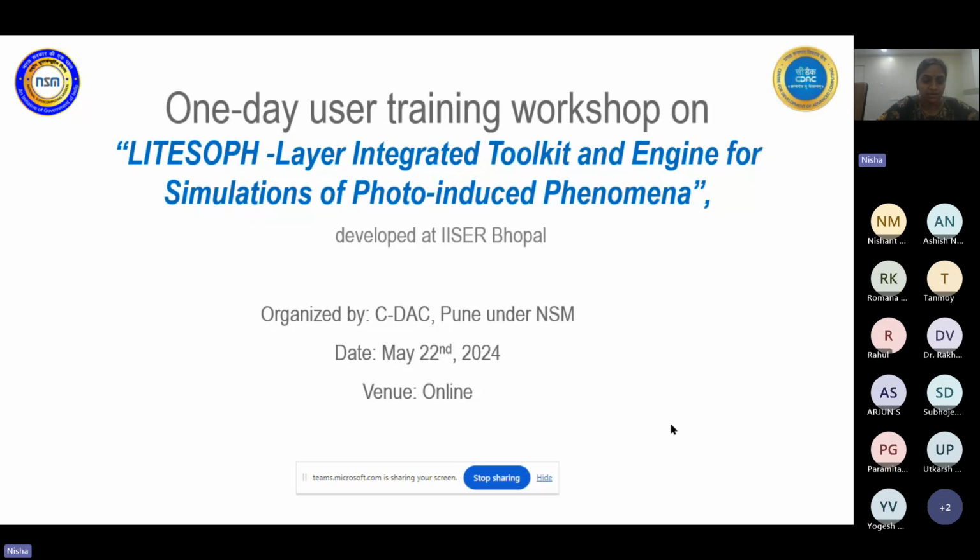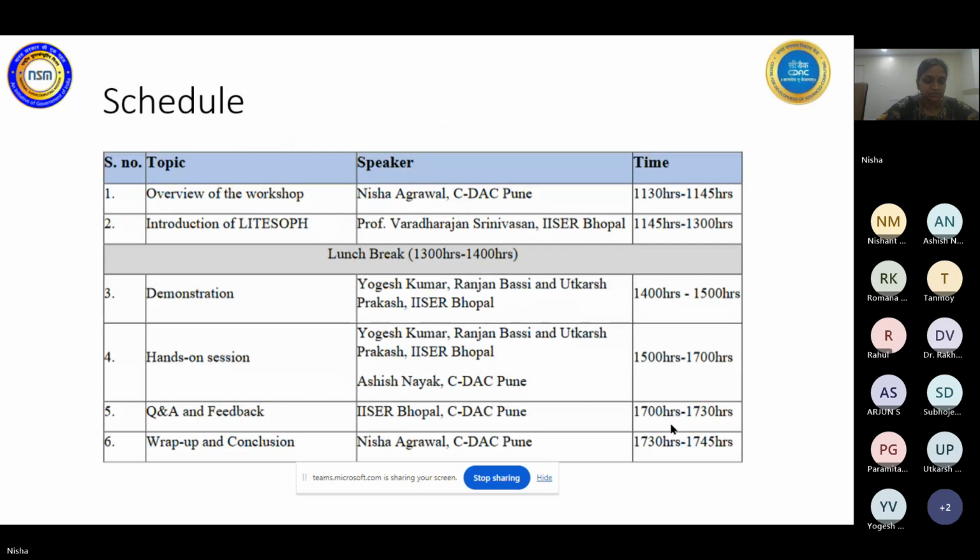Now, let me give you a brief overview of what we have planned for today. Our workshop is divided into theoretical and practical sessions. Each session will be interactive and engaging, with opportunities for questions, discussion, and hands-on activities. And we are starting with the introduction, where we will explore LITESOPH key concepts.